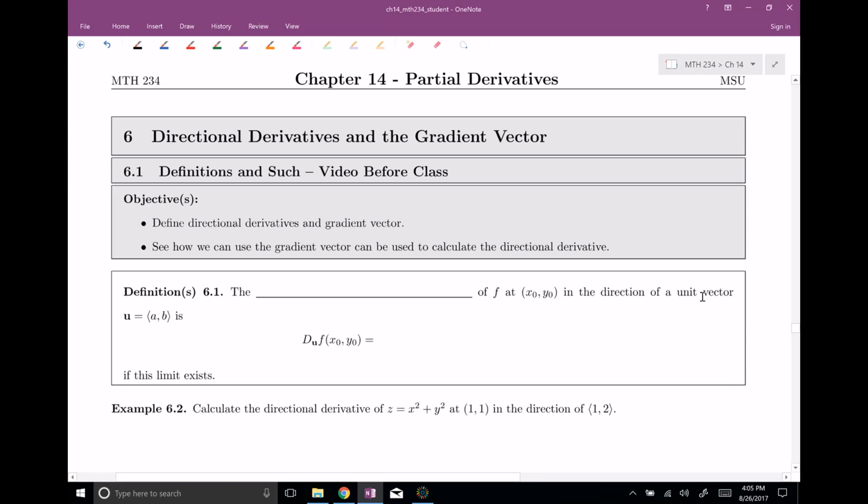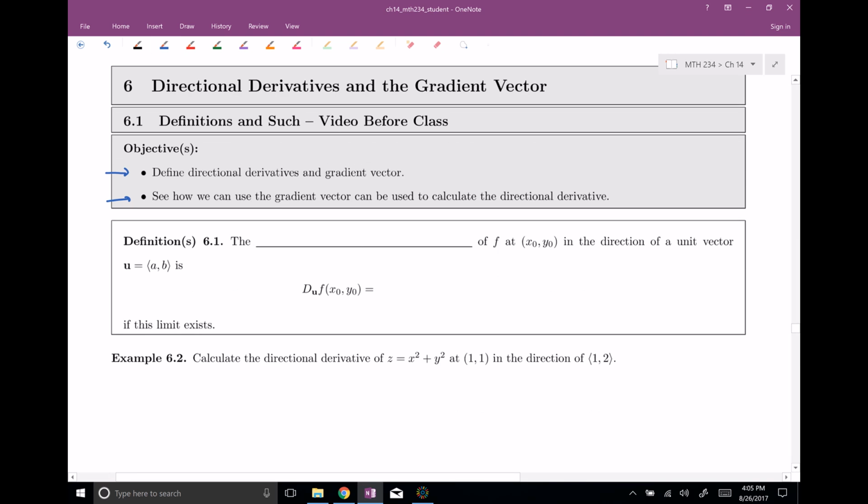This is directional derivatives and this thing called the gradient vector. So in this video we're just going to give some definitions. We're going to see what a pain the directional derivative actually is. So we're going to define this thing along with defining the gradient vector. And then we're going to see the directional derivative will be a pain to calculate, but actually we can use this thing called the gradient vector to help calculate out the directional derivative. So we'll do that as well.